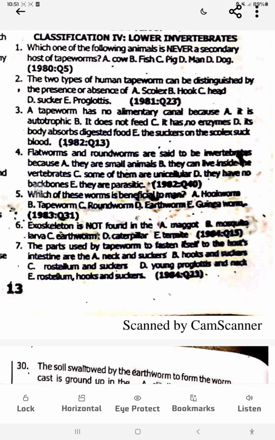Next, nematodes. An example of a nematode is hookworm. Hookworm is a nematode. Hookworm, filaria worm, threadworm, roundworm, common roundworm. So this roundworm is under nematodes. This common roundworm is also called Ascaris lumbricoides.